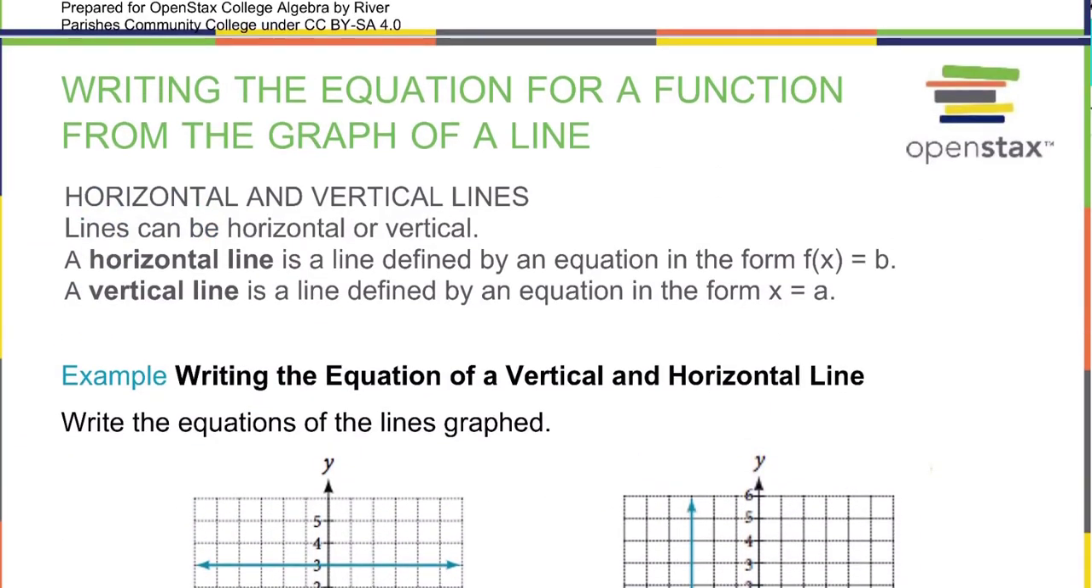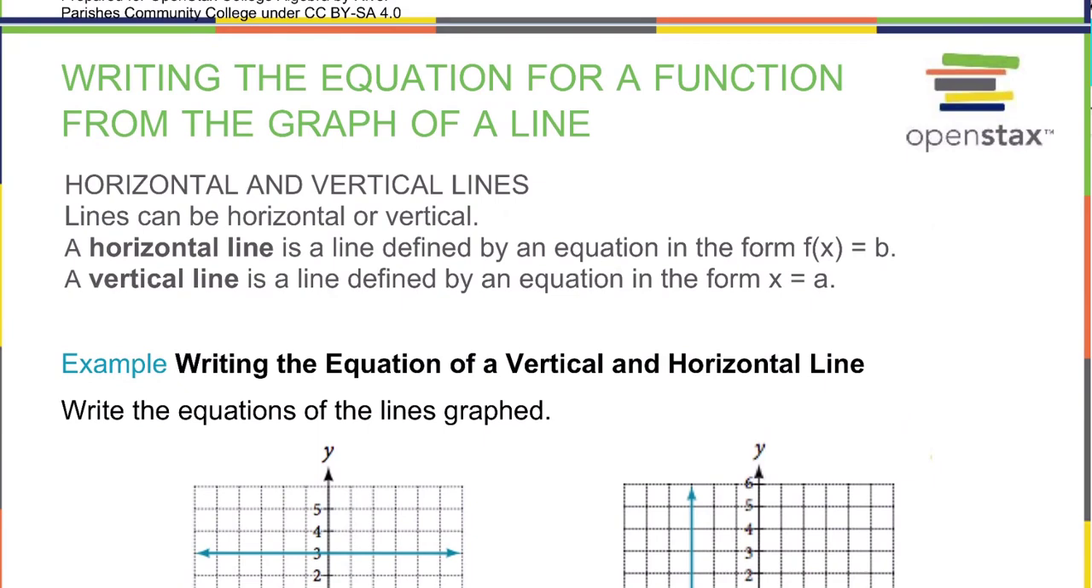Okay, so now let's talk about two special types of lines, horizontal and vertical lines. Lines can be horizontal or vertical. We've dealt with slanting lines that weren't horizontal or vertical. But a horizontal line is defined by an equation in the form f of x equals b. In this case, the slope equals 0. We talked about flat lines like that, horizontal lines. Horizontal goes this way, by the way. And how the slope of those lines would be 0. So f of x equals b, so f of x equals some number.